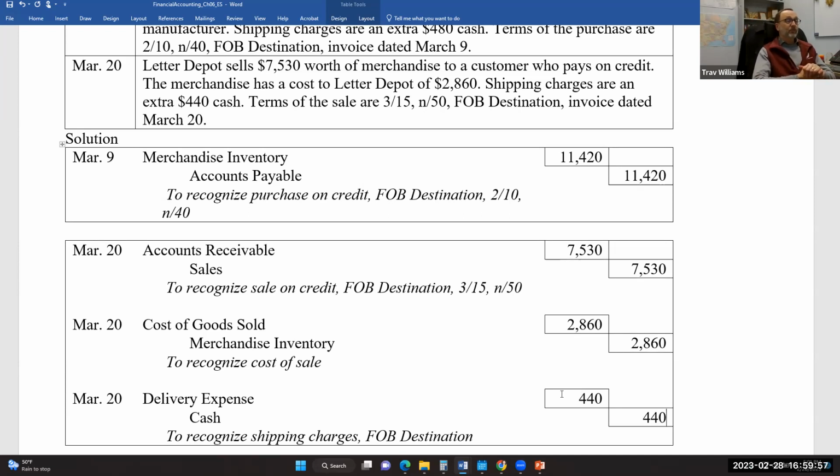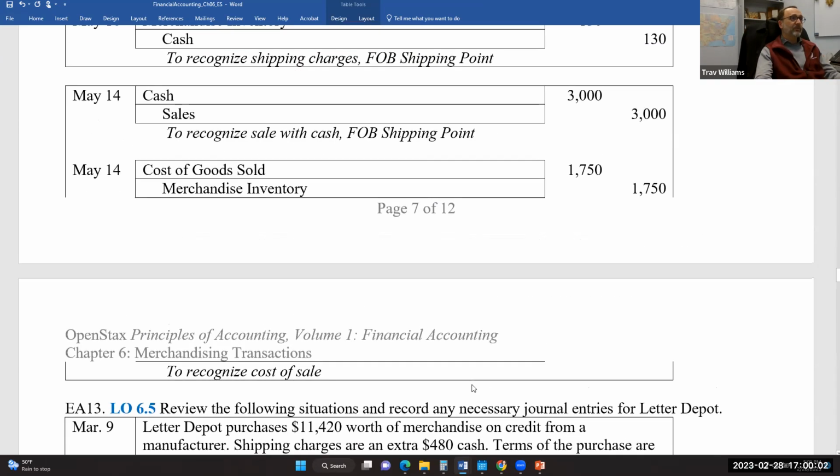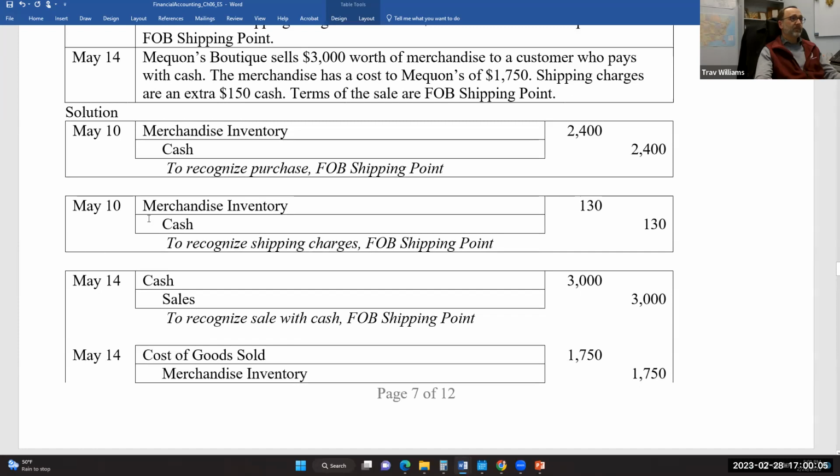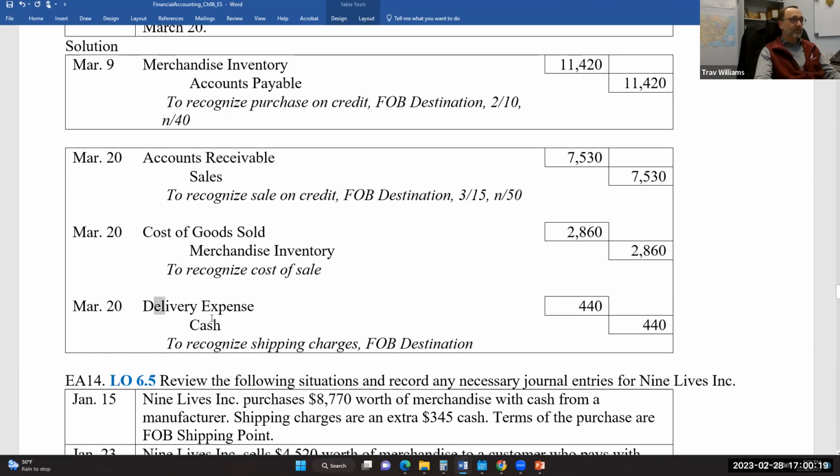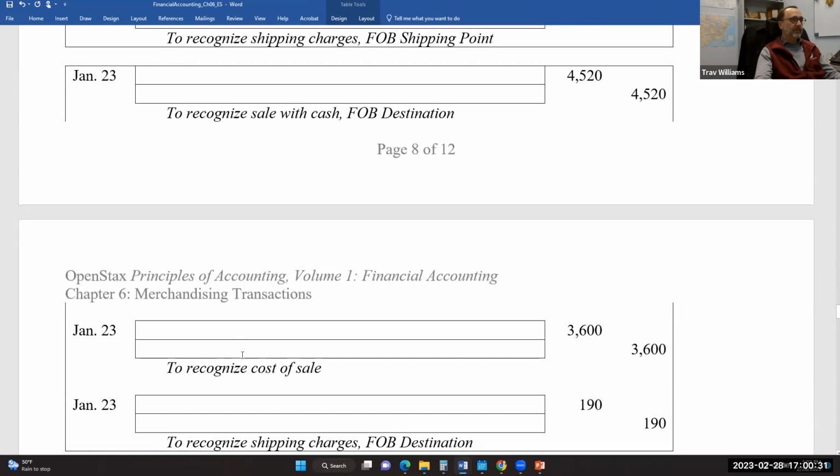Okay, so remember, if you're the purchaser and you're doing perpetual inventory method, the shipping cost is the same as your purchasing journal entry. Debit to merchandise inventory, credit to cash. If you're the seller, it's debit to delivery expense, credit to cash. Okay. And if there are no questions, we'll go on to 14.